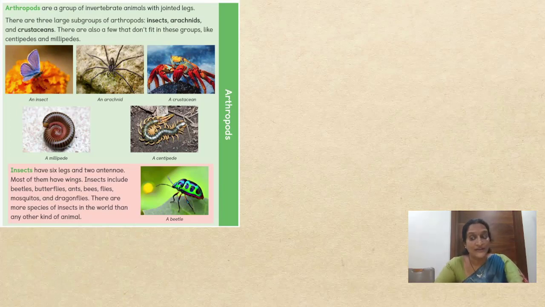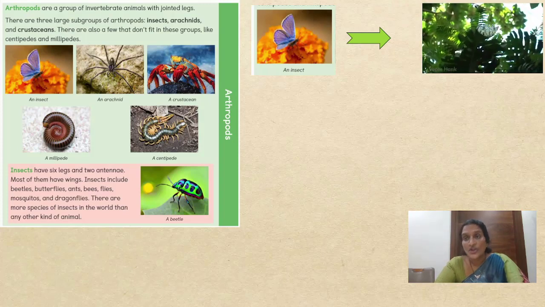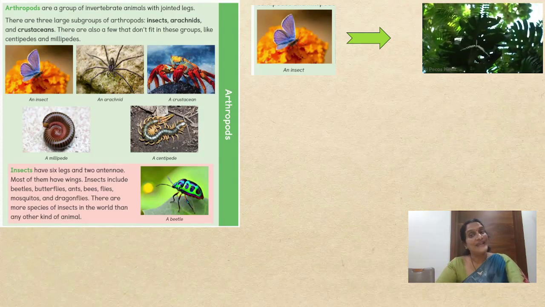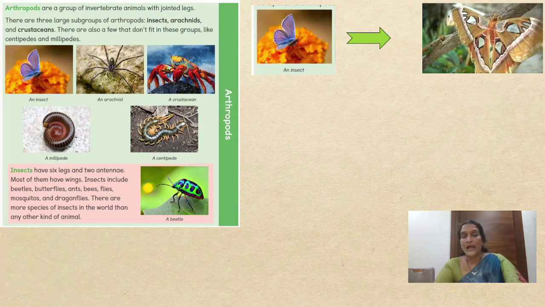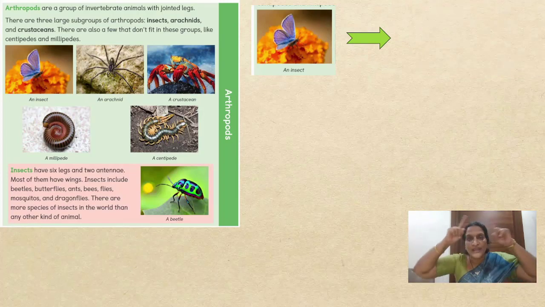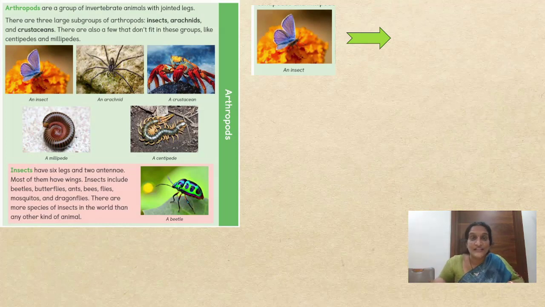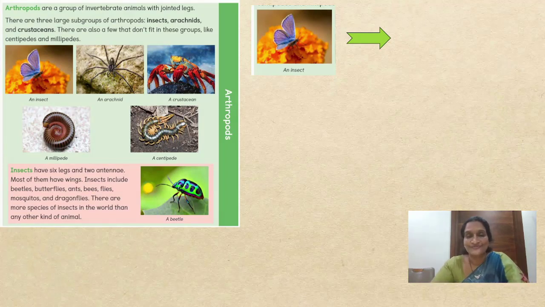Arthropods are again divided into three groups. The insects: butterfly, cockroach, housefly, dragonfly, all these belong to insects. Observe any insect. They have 6 legs and 2 big antennae. Have you ever seen a cockroach? There will be big antennae like this. The antennae help them in sensing enemies and food. So they have 6 legs.